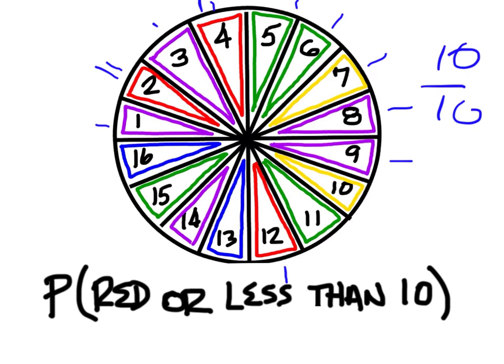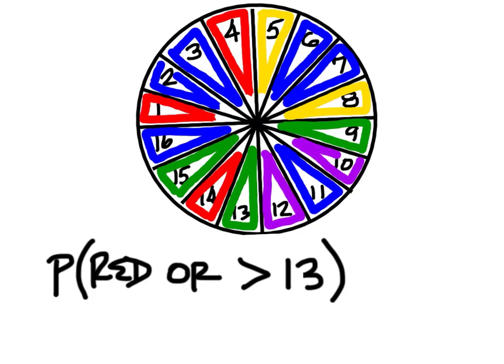Alright, bring this one up. Red, so we need red for 1, 2, and 3, and then greater than 13 is 14, 15, and 16, so you have 1, 2, 3, 4, 5 out of 16 is the answer.